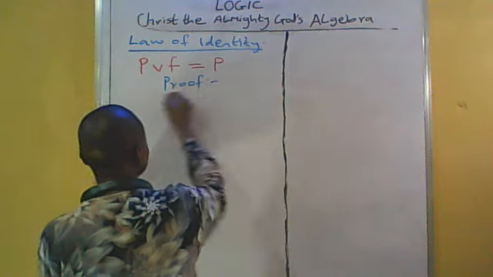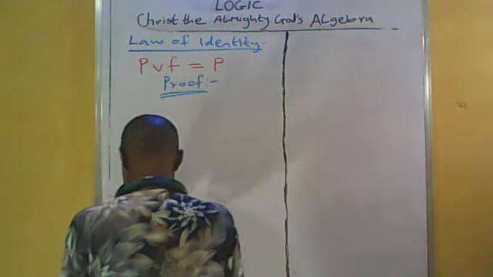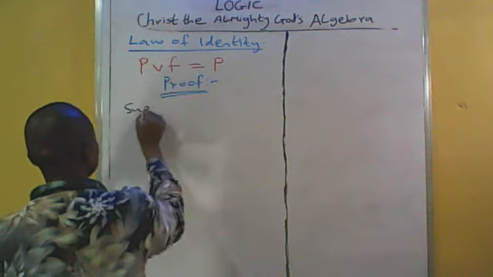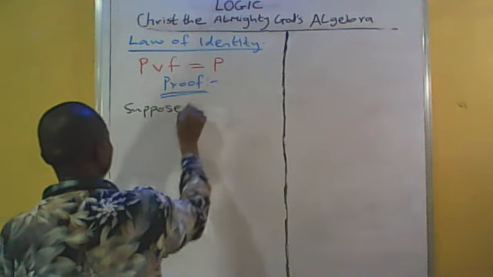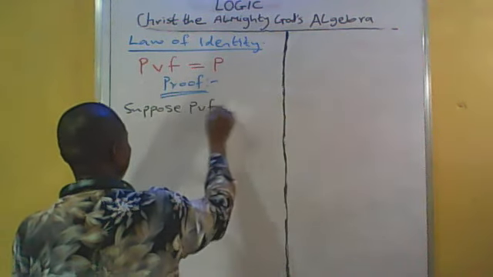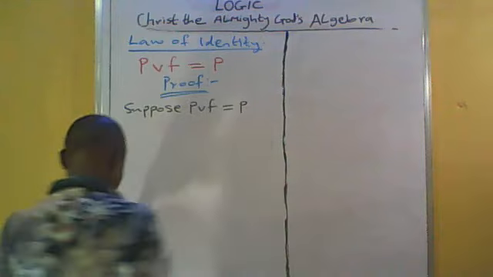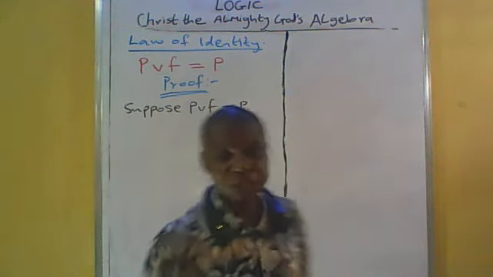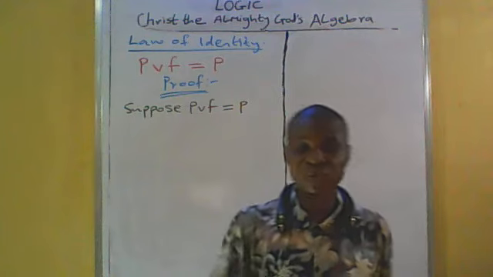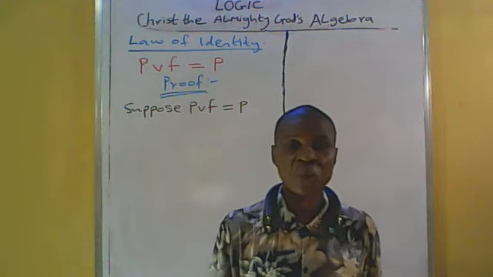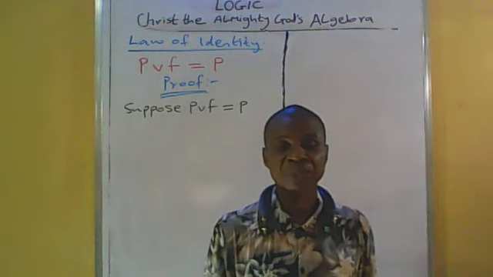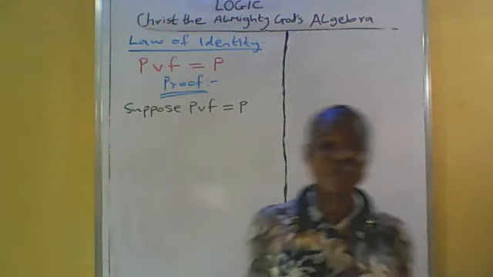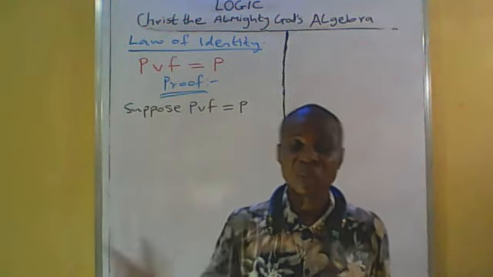Prove. Suppose P or F is equal to P. We are assuming that the statement is true, that P or F, that means falsity, is equal to P. And if you look at the statement, you will find out that it is logical equivalent. That means it is law.